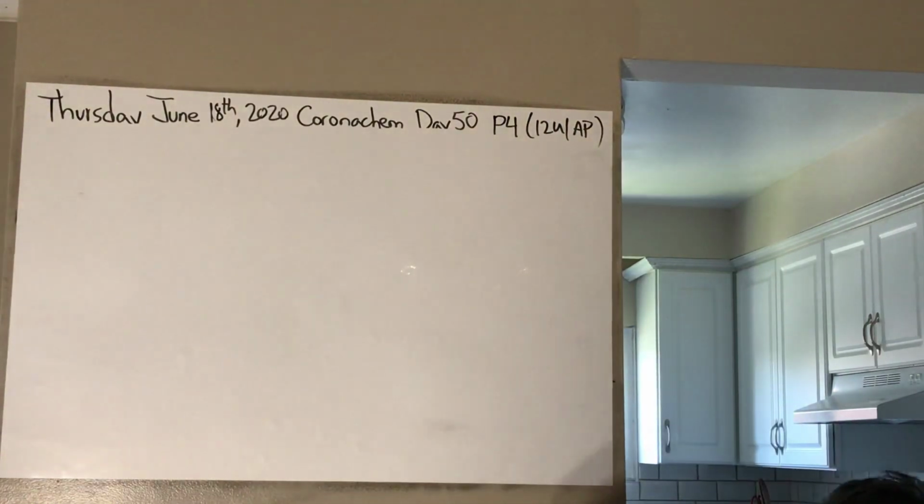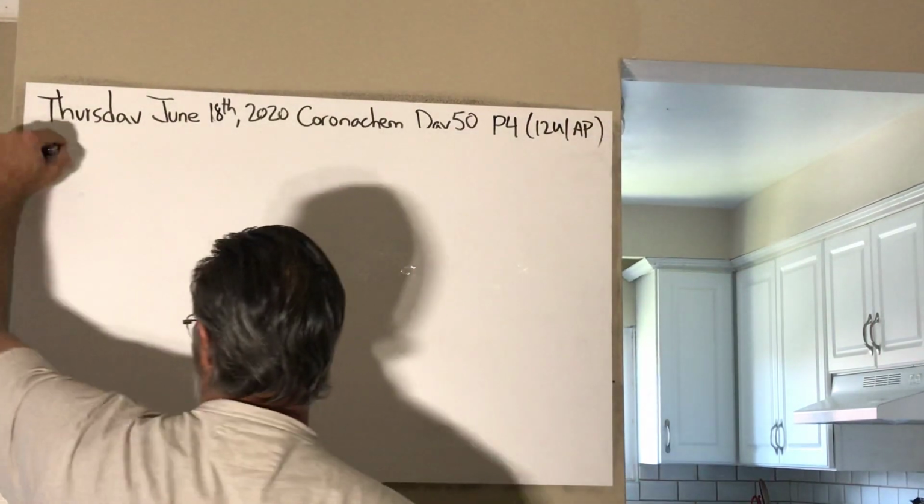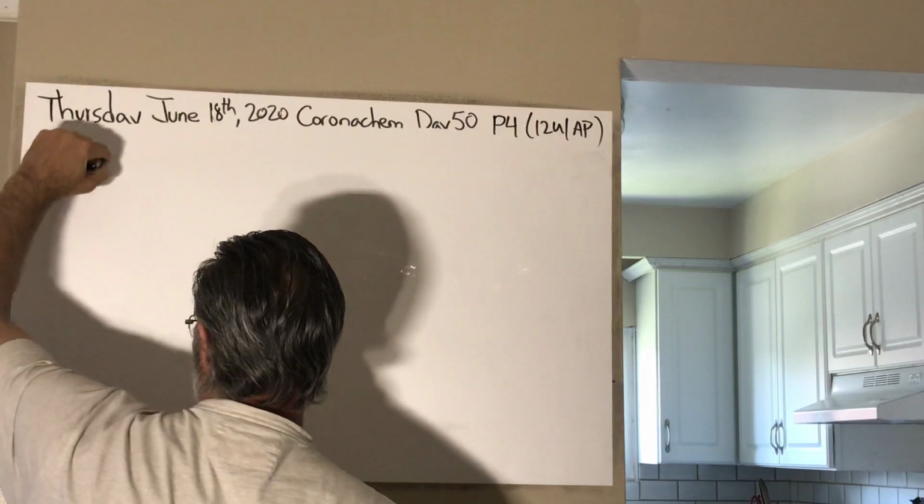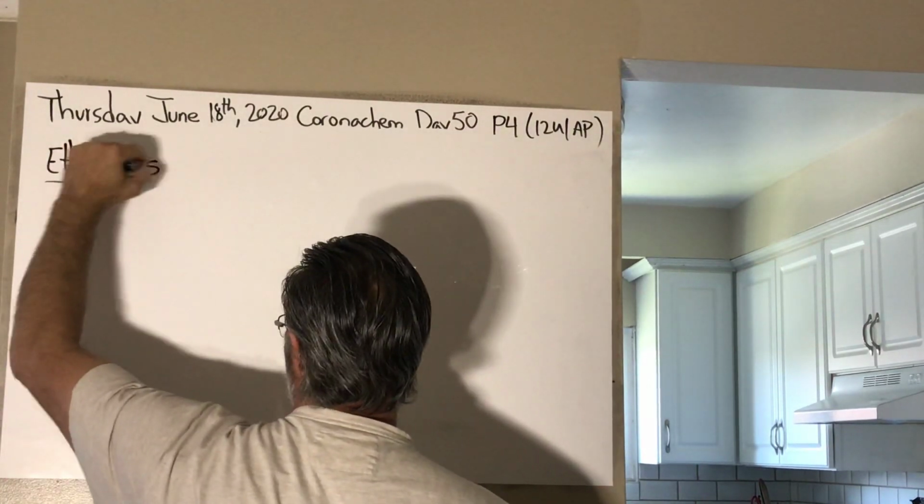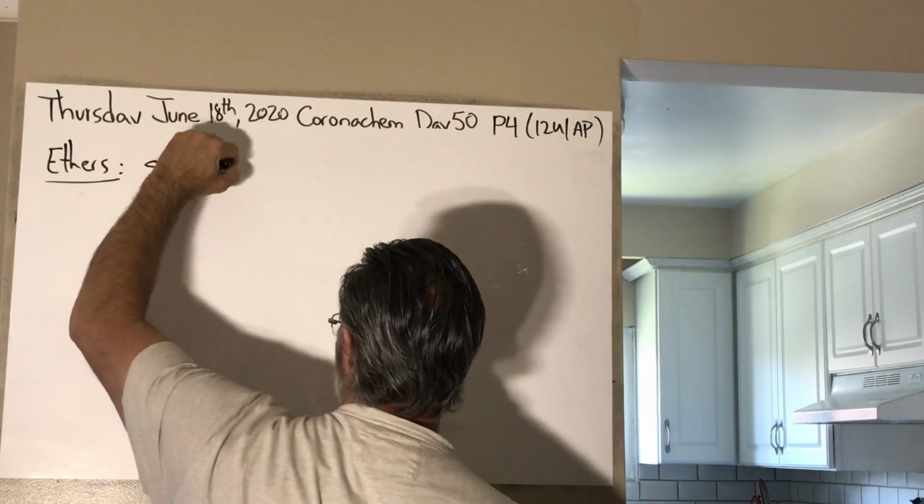Okay. Another class of compounds is called the ethers. They can be synthesized by dehydration of alcohols.